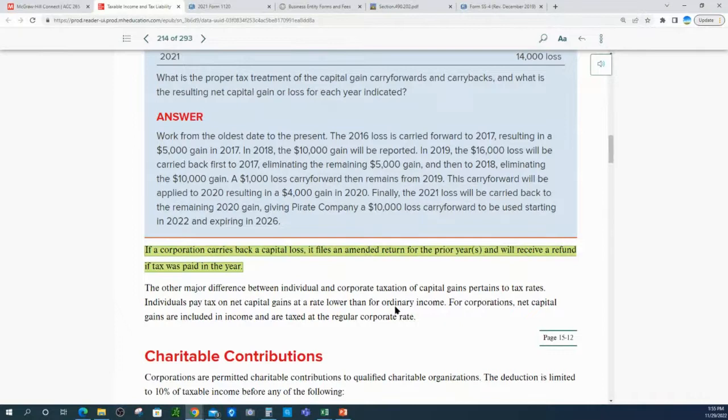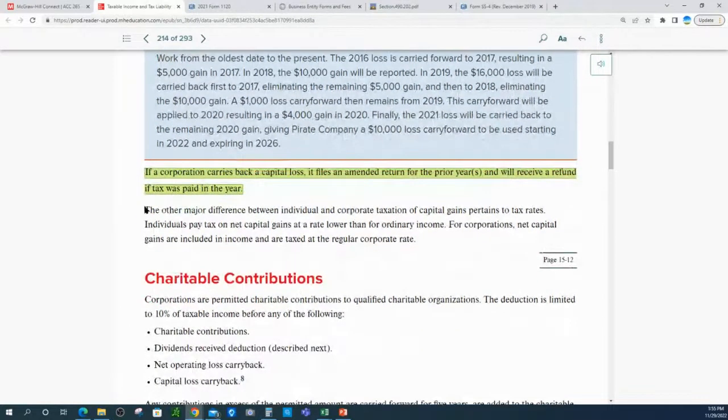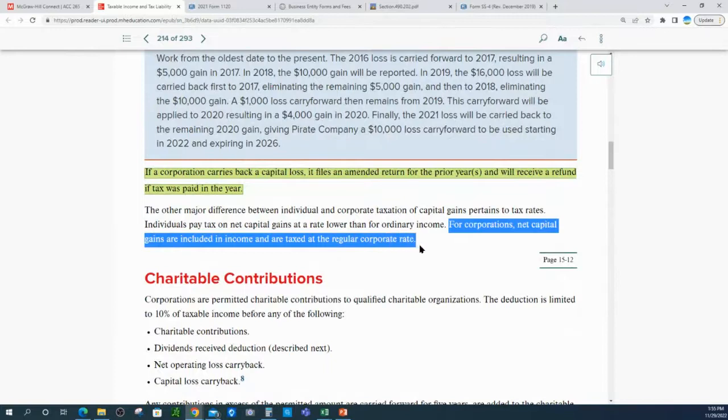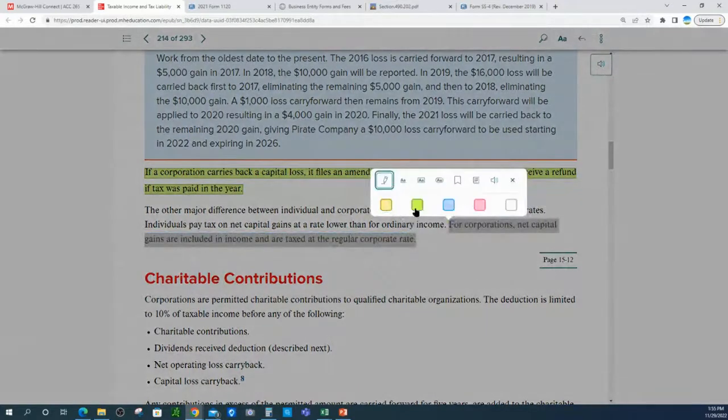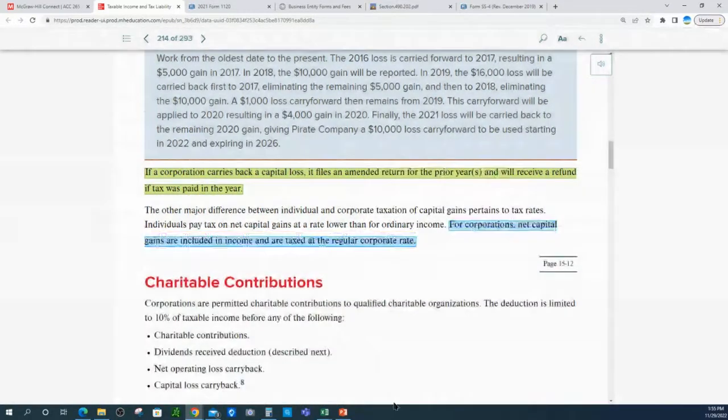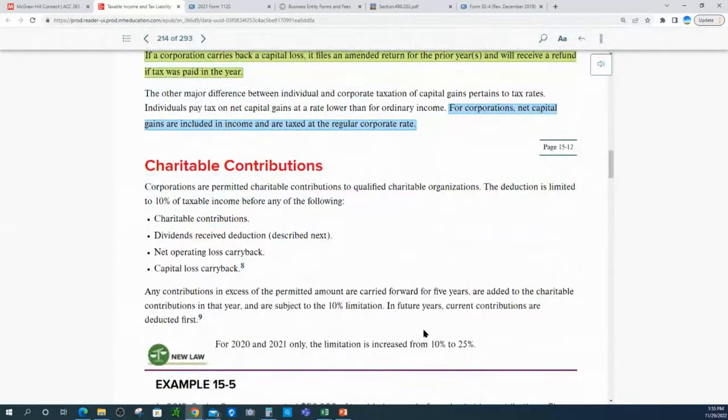As I mentioned, so tax rates. Corporations' net capital gains are included and are taxed at the regular corporate rate. There is no special tax rate for capital gains. No short-term, no long-term, none of that.